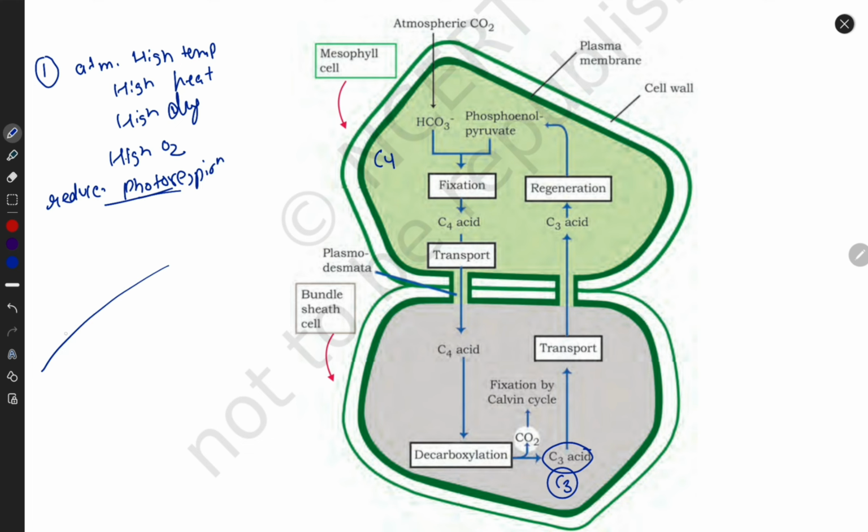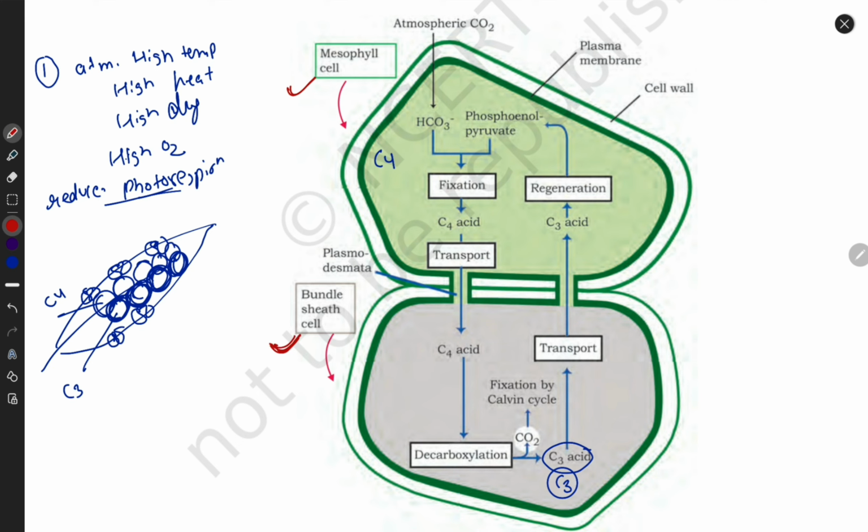The leaf contains stomata. They also contain mesophyll cells. Mesophyll cells contain chloroplasts. They also contain bundle sheaths. Look at the thick bundle sheath. So here the C4 cycle is regulated and here the C3 cycle is regulated. This is the mesophyll cells and this is the bundle sheath cells. I repeat, this is the mesophyll cells and this is the bundle sheath cell.